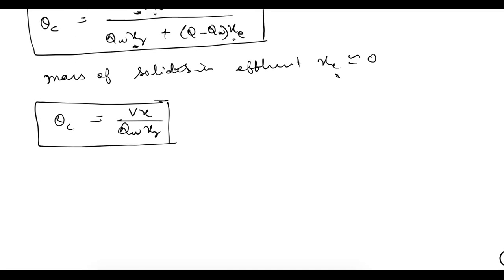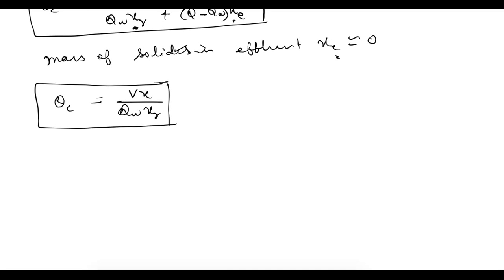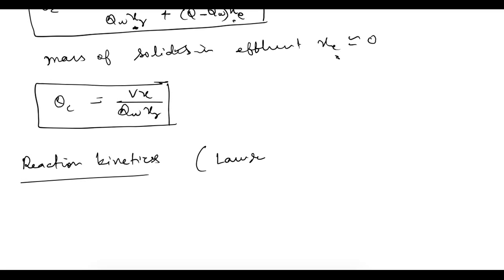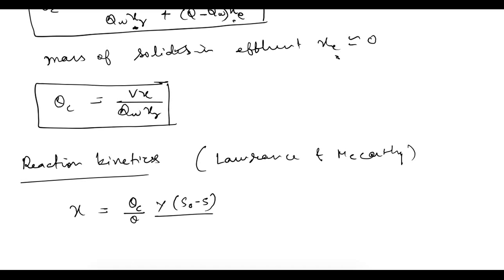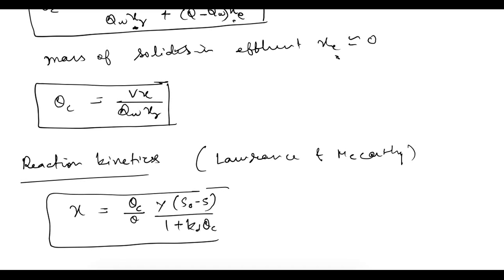Apart from that, this is one of the equations, and another equation is given by the reaction kinetics. That derivation is not important, so I have not shown it. It is given by Lawrence and McCarty. Using this, the solids concentration or MLSS can be calculated. That is given as theta C upon theta into Y into (S naught minus S) divided by (1 plus KD into theta C). So what are all these terms here?